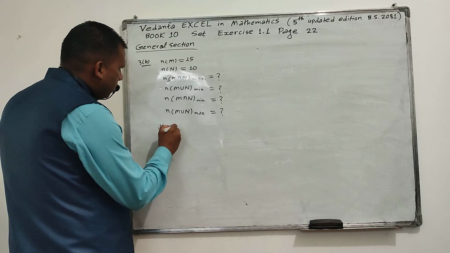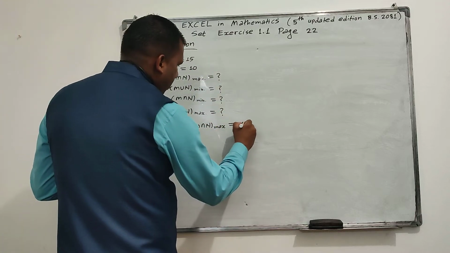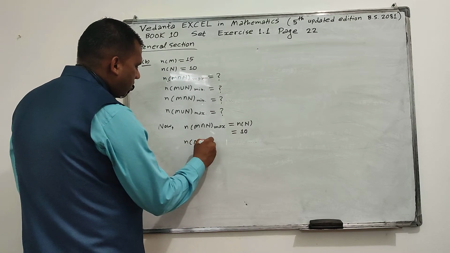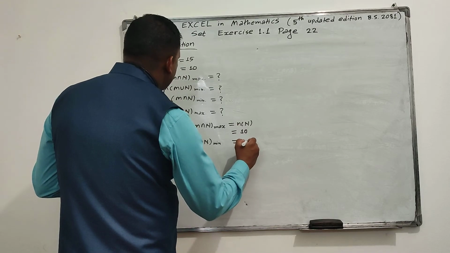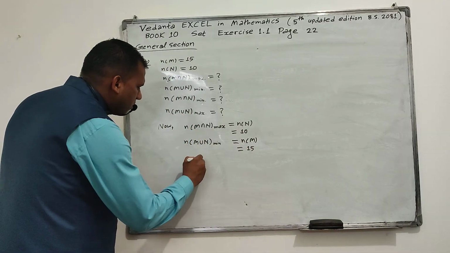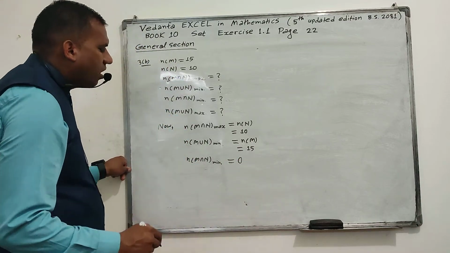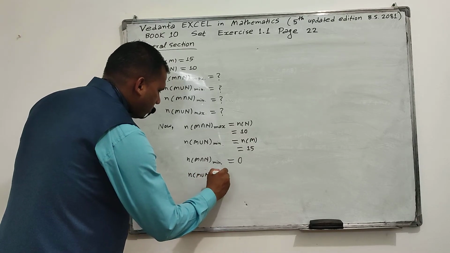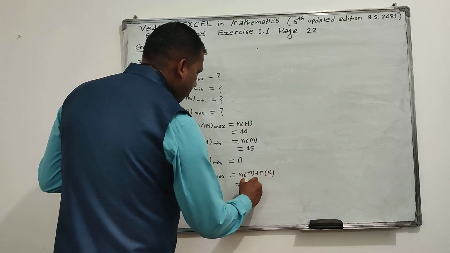Now number of M intersection N maximum equals cardinal number of the smaller set, number of N. Then number of M union N minimum is equal to the cardinal number of the greater, bigger set, that is number of M, that is 15. Third one, number of M intersection N minimum equals 0 if M and N are disjoint sets, and number of M union N maximum equals number of M plus number of N, 15 plus 10, 25.